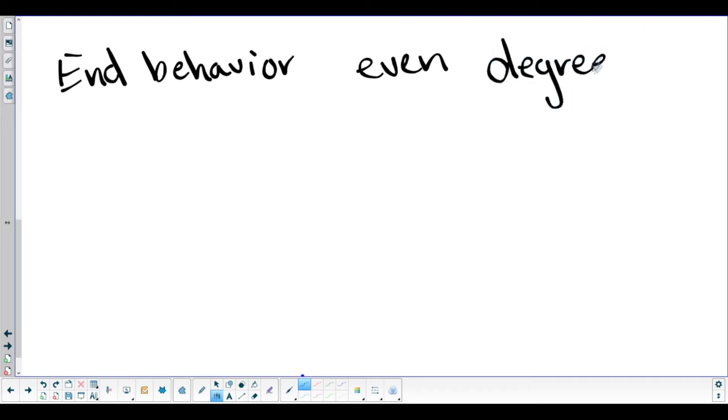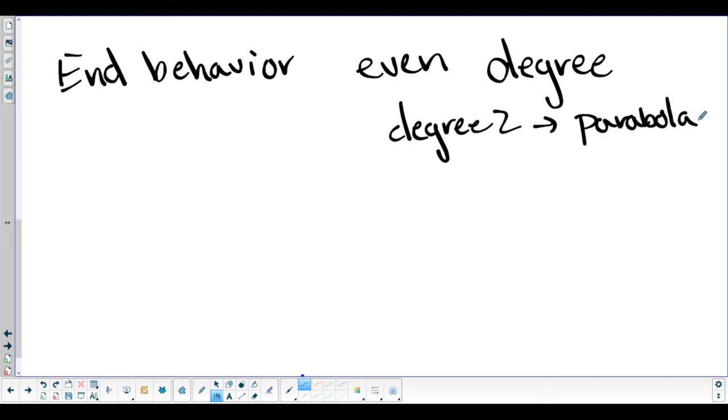Well, the simplest even degree function I can think of would be 0. 0 is an even number, but that doesn't really help us. So the most relevant simple even degree polynomial is degree 2, right? A degree 2 polynomial is just a parabola. It's like x squared, right? It's this whole past unit we did. It was quadratics. That's all degree 2 stuff.